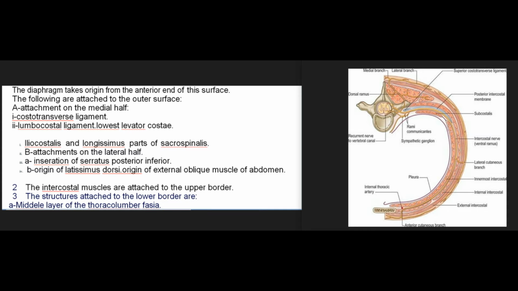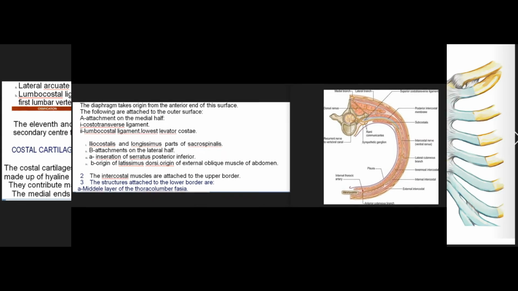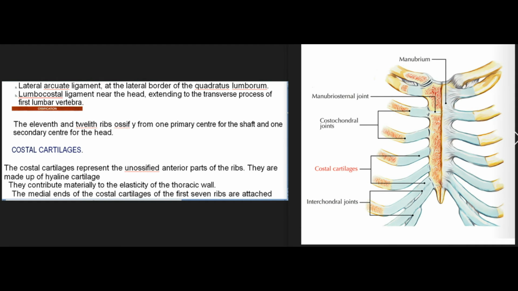2. The intercostal muscles are attached to the upper border. 3. The structures attached to the lower border are: A. Middle layer of the thoracolumbar fascia. B. Lateral arcuate ligament, at the lateral border of the quadratus lumborum. C. Lumbocostal ligament near the head, extending to the transverse process of the first lumbar vertebra. The 11th and 12th ribs ossify from one primary center for the shaft and one secondary center for the head.